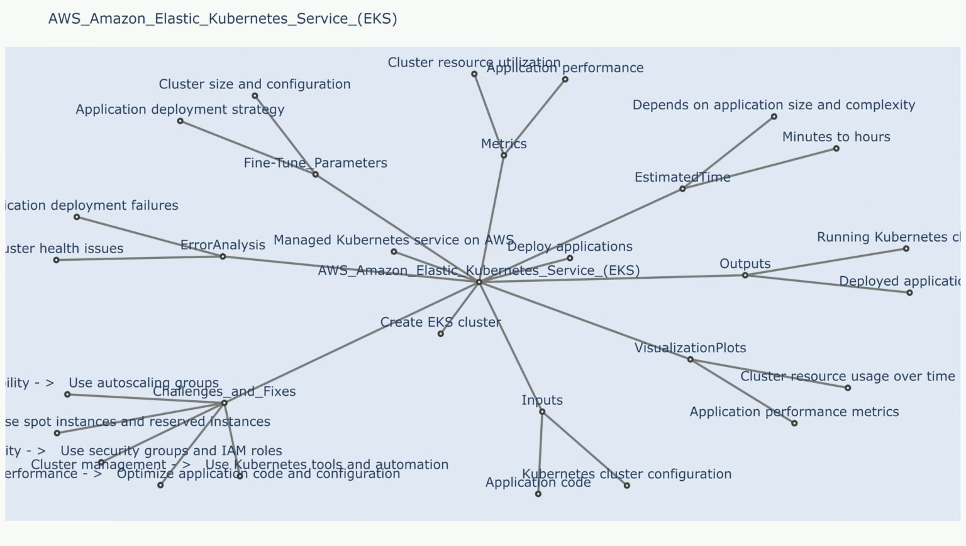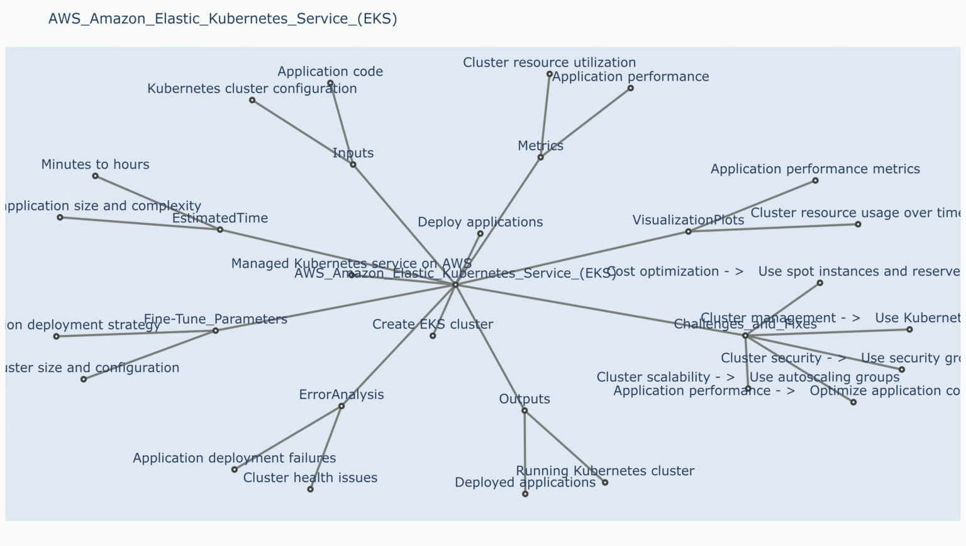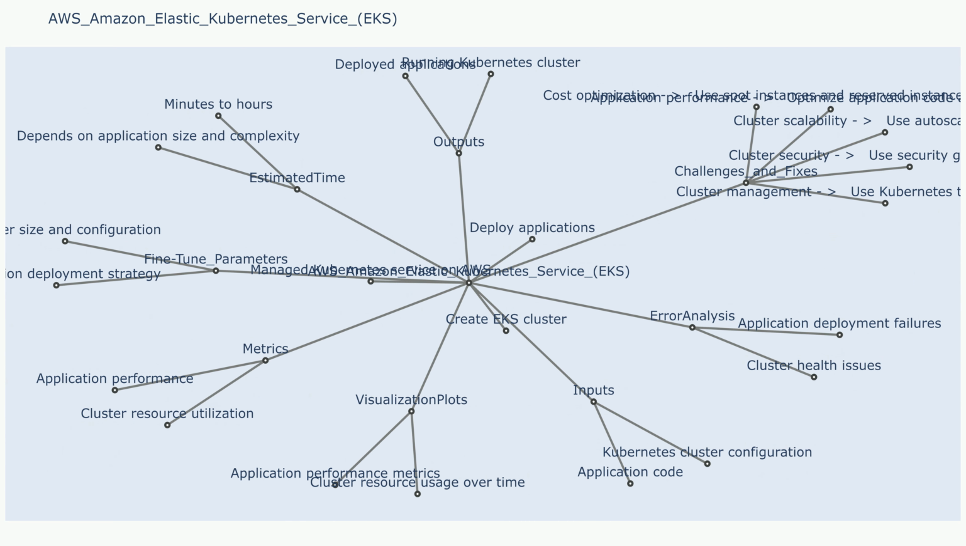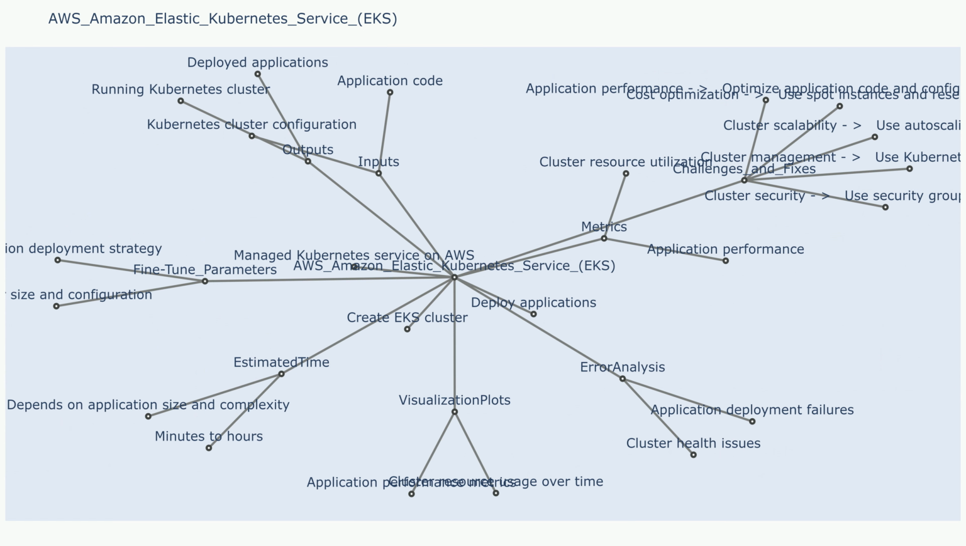4. Subnets for nodes and control plane. Purpose: dedicated network space for cluster components. Explanation. EKS requires separate subnets for the control plane and worker nodes. The control plane subnet houses the cluster's master nodes, responsible for managing the cluster. The worker node subnet hosts the actual worker nodes, where your application containers run.